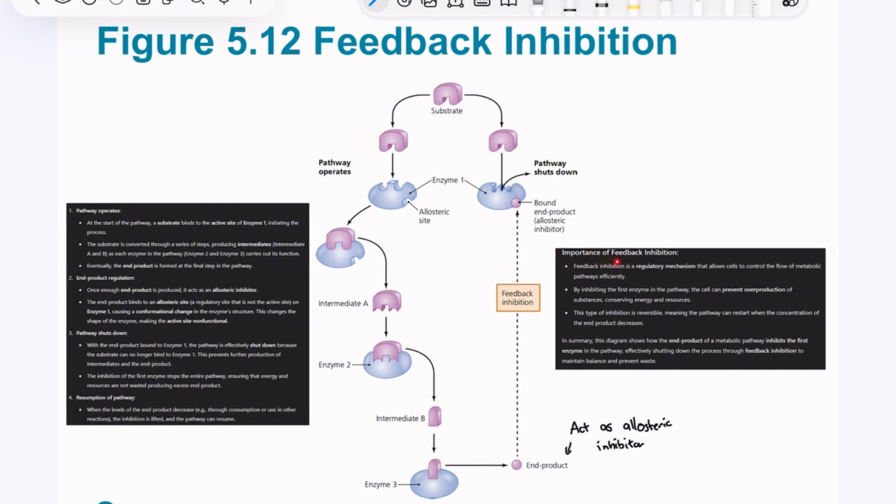So we then look at the importance of feedback inhibition. Feedback inhibition is a regulatory mechanism that allows cells to control the flow of metabolic pathways efficiently. By inhibiting the first enzyme in the pathway, the cell can prevent the overproduction of substances, conserving energy and resources. This type of inhibition is reversible, meaning that the pathway can restart when the concentration of the end product decreases. So in summary, this diagram shows how the end product of a metabolic pathway inhibits the first enzyme in the pathway, effectively shutting down the process through feedback inhibition to maintain balance and prevent waste.